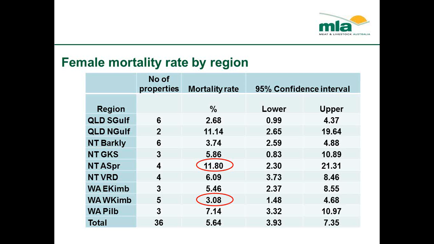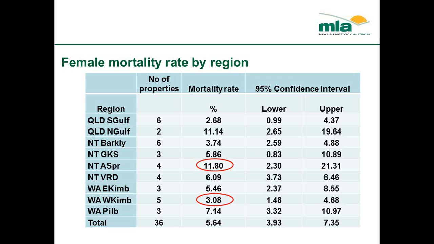So let's have a look at some of the figures that we've come up with. This table is showing female mortality rate by region. Again, we have the regions on the left and the number of properties in the next column, and then the percentage mortality rate virtually in the middle of the table. As you can see, I've circled the average mortality rate, the minimum and the highest that we recorded on a regional basis, the lowest being 3.08 in the West Kimberley, and the highest we came up with 11.8 in the Alice Springs region.